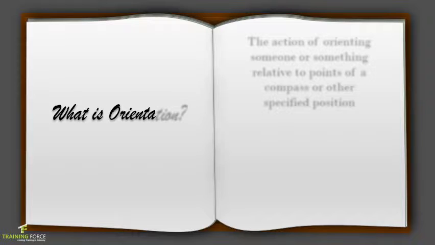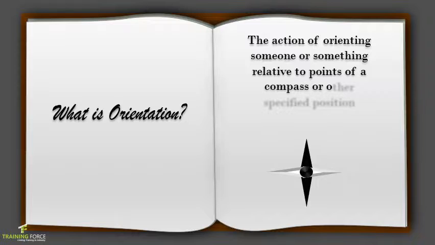What is orientation? The action of orientating someone or something relative to points of a compass or other specified position. Further, it means a person's attitude, beliefs and/or feelings in relation to a particular subject or issue. So in this contextual subject, the points of compass are in relation to the pathway that must be followed in order to complete the said qualification.